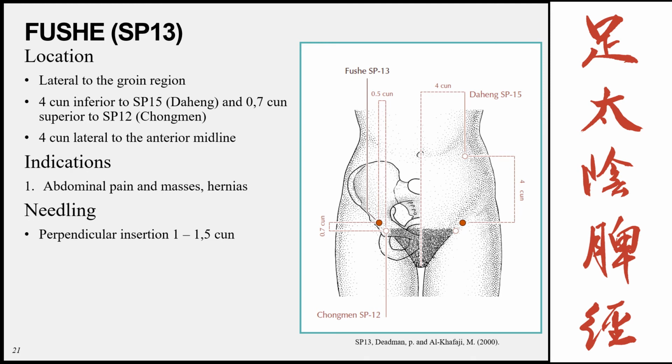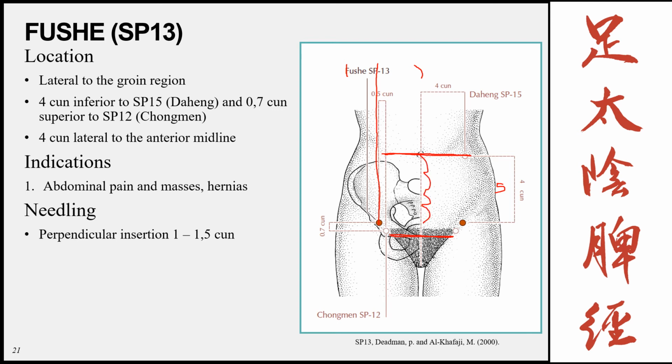So once again, we'd have to locate the midpoint of the clavicle up here and follow that line all the way down. And then where on the abdomen it is, we know it's 4 cun inferior to spleen 15. Spleen 15 is level with the umbilicus. So what we've got to do is take this distance from the umbilicus to the upper border of the pubic symphysis over here, and we know this distance to be 5 cun. So we divide it into 5 equal parts, and then we're going to go 1, 2, 3, and 4 cun down.